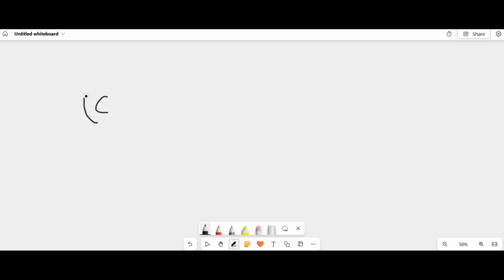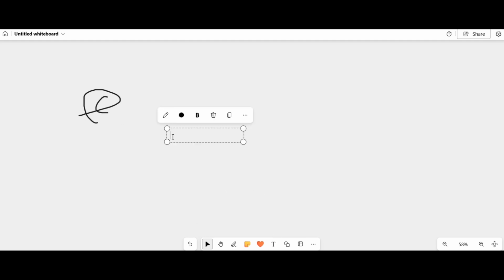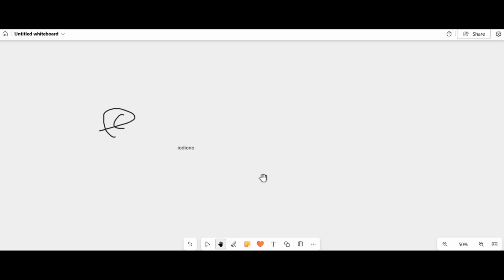Number C. It says tick the box that identifies a test which could be used to show the presence of starch. So obviously that's iodine. So that's the last one. Iodine is always the one for starch here. So iodine test here. Alright, cool.